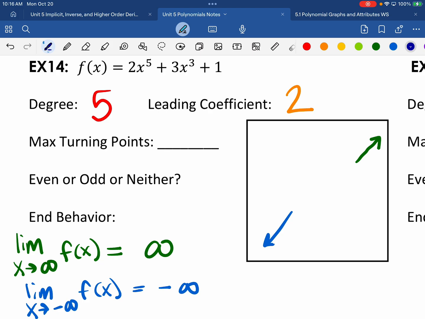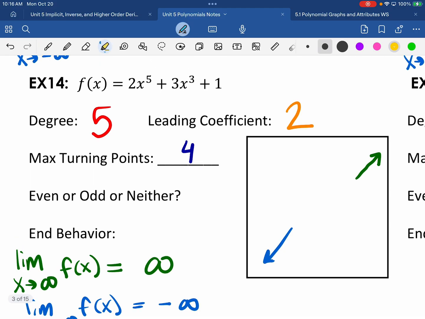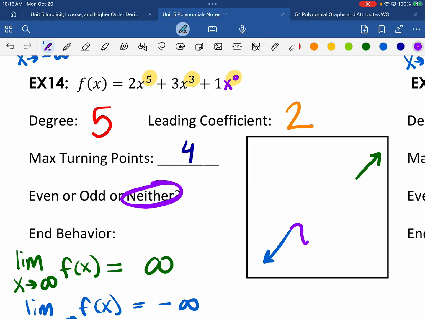Okay, turning points. How many could I have? 4. And is it even, odd, or neither? Because 0 counts as even. So I've got 5, I've got 3, but because of this x to the 0 here, 0 counts as an even number, so it would be neither. So you do not have to worry about your symmetry at all. So it doesn't matter how high or how low your turning points go. We're just going to turn 4 times. So we're going to go 1, 2, 3, 4.